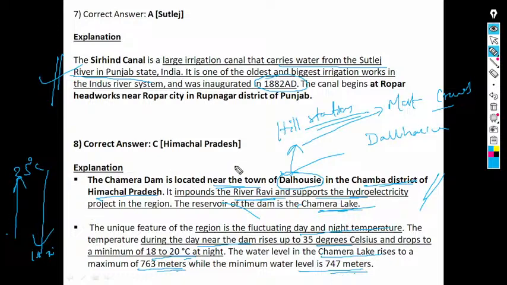So Chamera Dam is one of the important hydroelectric power sources of generation in Himachal Pradesh.